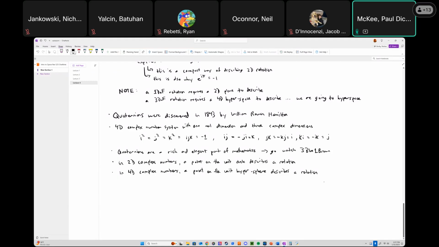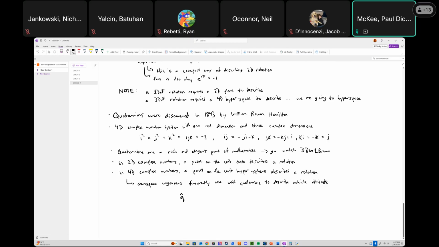So aerospace engineers like us frequently use unit quaternions to describe vehicle attitude. All right, that's a lot of yapping. It's time for an equation.